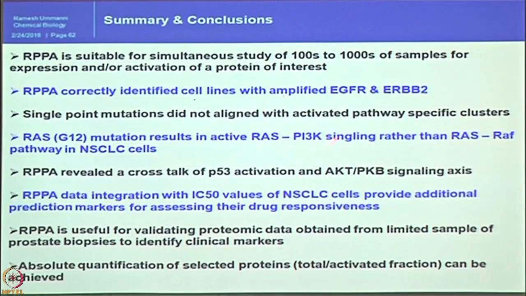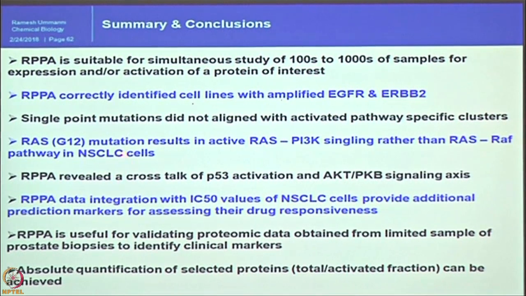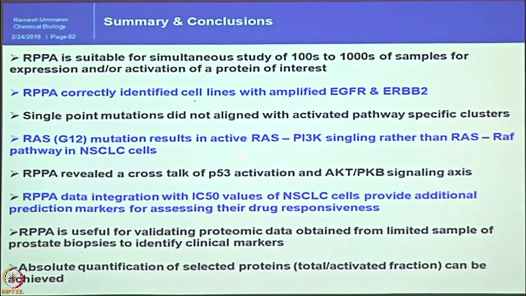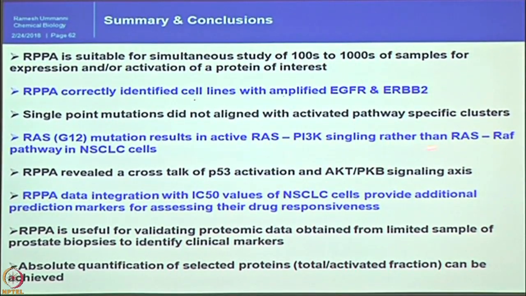So with this I will just sum up. It is suitable for simultaneous study of hundreds to thousands of samples for expression and activation of a protein of interest. It correctly identified the cell lines with the EGFR. Single point mutations did not align with activated pathways, but a closer look at mutations on G12 and G13 revealed RAS-PI3K signaling rather than RAS-RAF pathways.